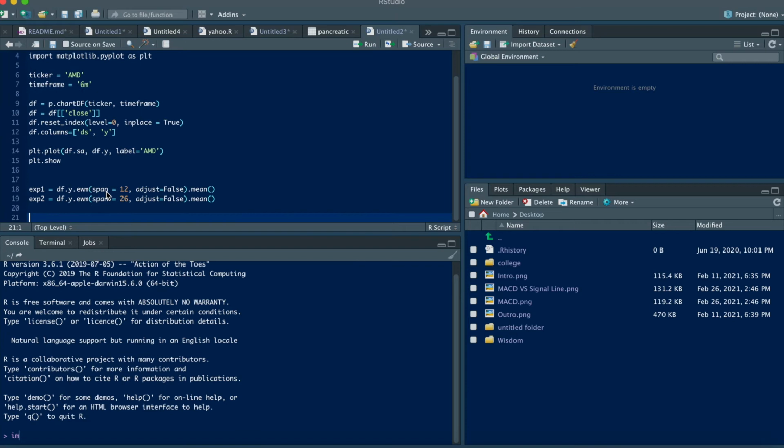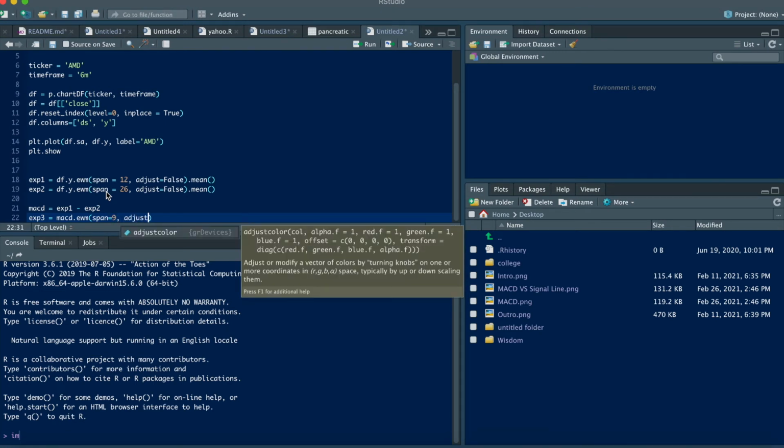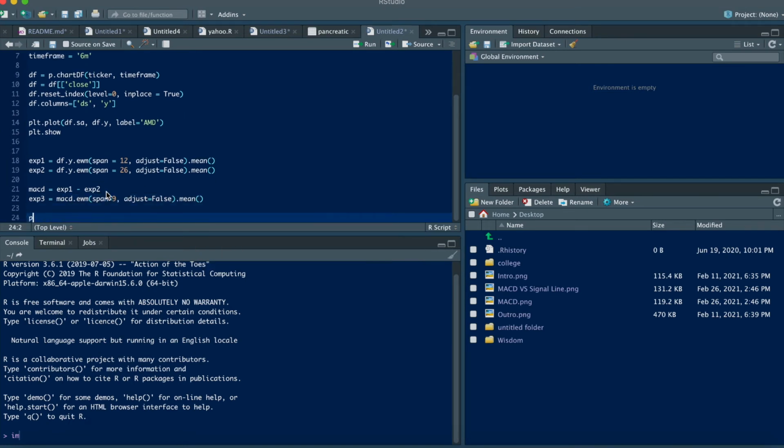And then now we can go down and write the MACD is equal to the experiment 1 subtracted by the experiment 2. That is the formula for this to understand the bearish and the bullish. Now we have an experiment 3. This is equal to the MACD dot EWM, and then the span is now 9. It's going to adjust is equal to false, and then we have to do the mean one last time.